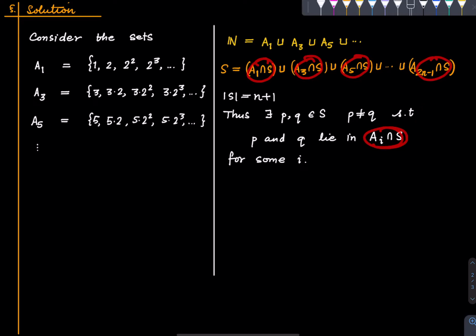That common box is this. But note that whenever you pick two different integers in some A_i, let's say you pick two different integers in A3, this one and that one, then the smaller one divides the bigger one. So that's why these partitions were made. Whenever you pick two things in any of the given A_i's, the smaller one divides the bigger one. So now since P and Q are two distinct integers in a common A_i, whichever one is smaller divides the bigger, and hence we have found two distinct integers in S such that one divides the other.